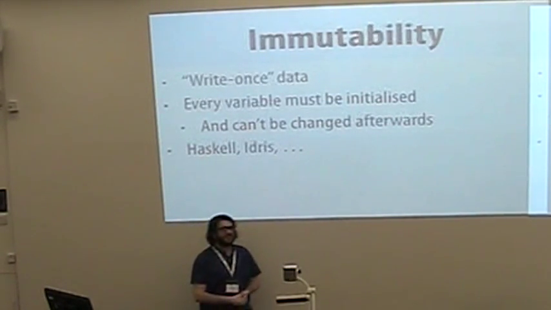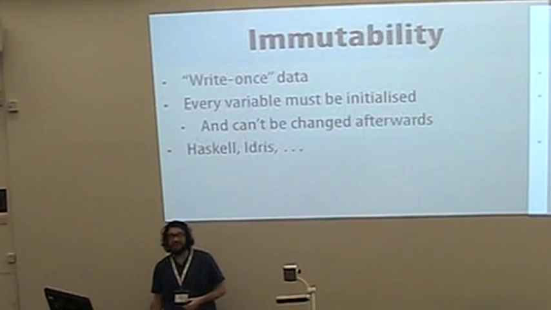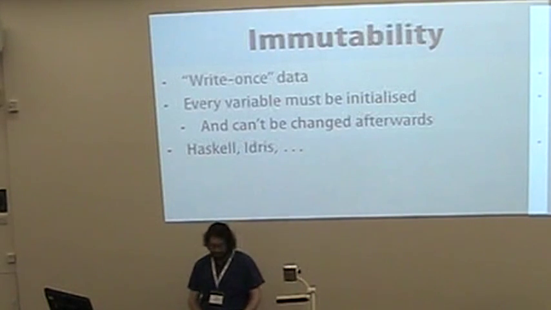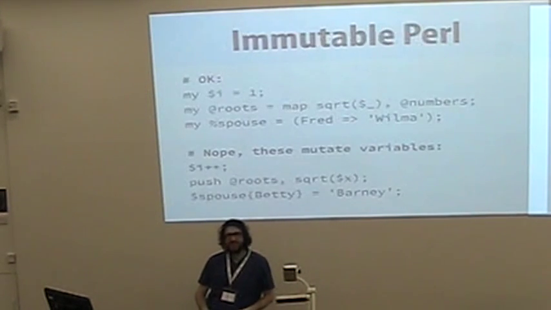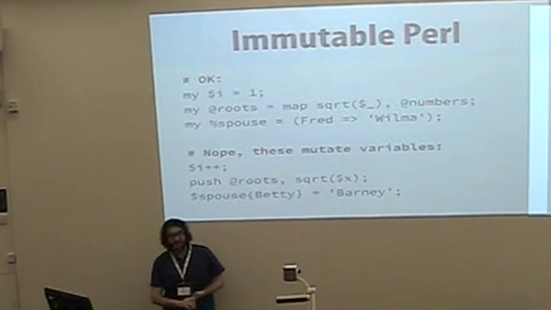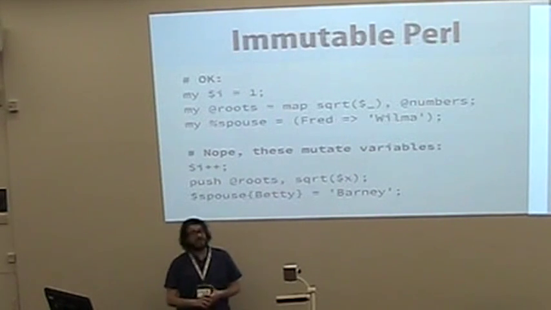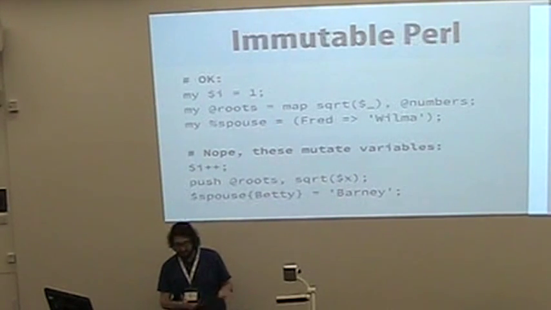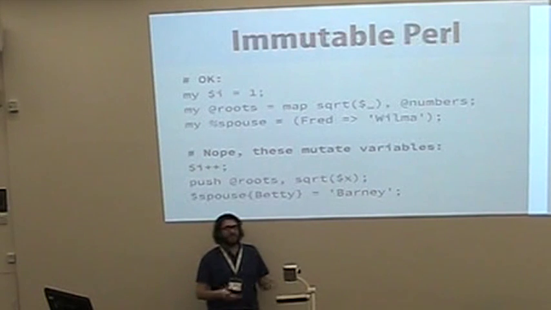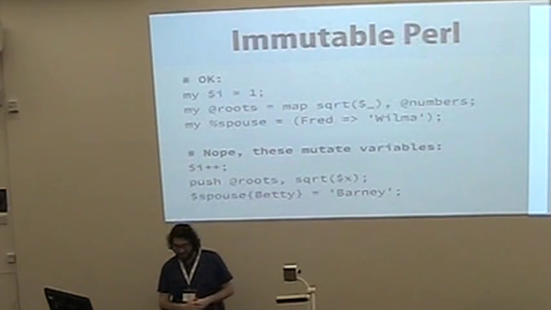These days, these languages tend to come out of academic computer science research, and that's certainly true of both Haskell and Idris. So what would immutability look like in Perl? At the most basic level, this is the sort of thing I mean. So you can create a scalar like $i with an integer. You can create an array, in this case @roots, which contains the square roots of another list of numbers. You can have a hash like %spouse.